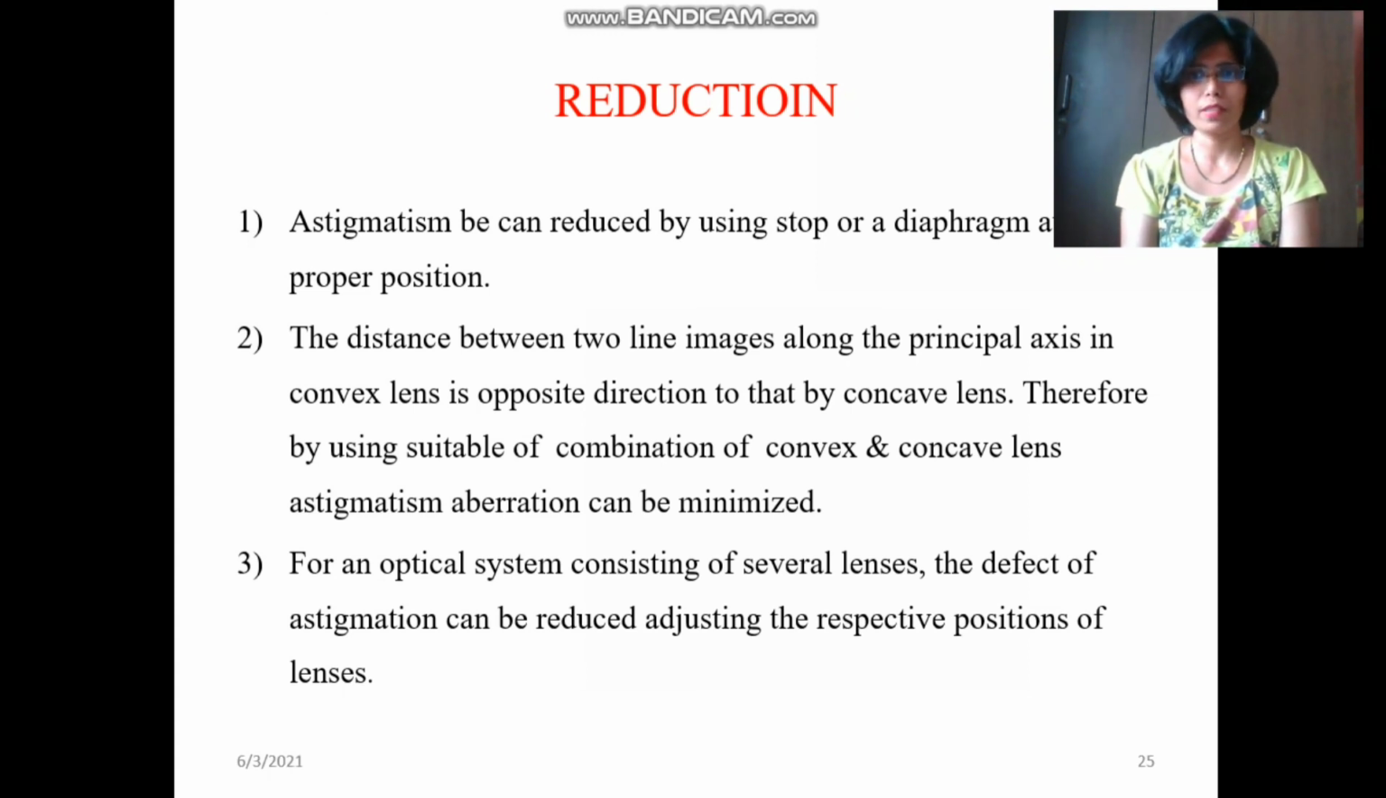The distance between the two line images along the principal axis in a convex lens is in the opposite direction to that in a concave lens. Therefore, by using a suitable combination of convex and concave lenses, astigmatism aberration can be minimized. Now, for an optical system consisting of several lenses, the defect of astigmatism can be reduced by adjusting the respective positions of the lenses. So, these are the different methods to reduce astigmatism.